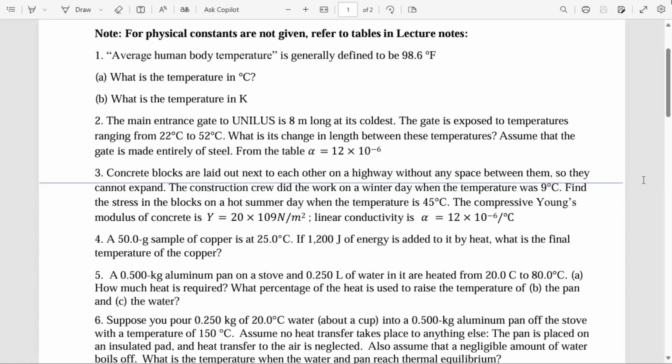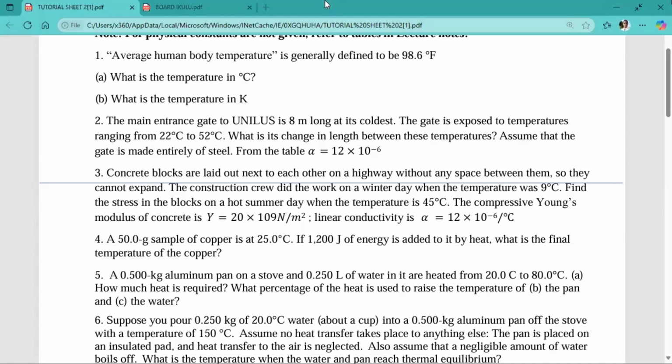Okay, so this is tutorial sheet 2, and let's get into it. Question 1 is saying average human body temperature is generally defined to be 98.6 degrees Fahrenheit. Question A, what is the temperature in degrees Celsius? Question B, what is the temperature in Kelvin?